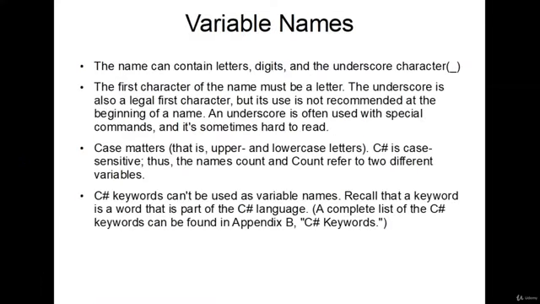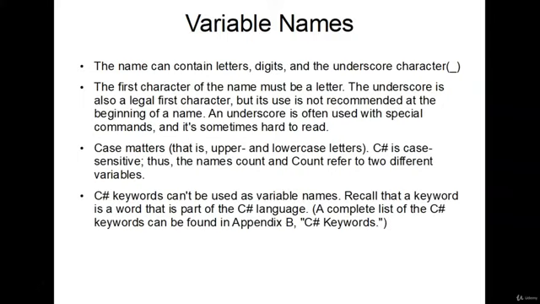So after we declare our data type, the next thing to do is to name your variable. So just wanted to go over a few rules as far as naming your variables. The name can contain letters, digits, and the underscore character. The first character of the name must be a letter.